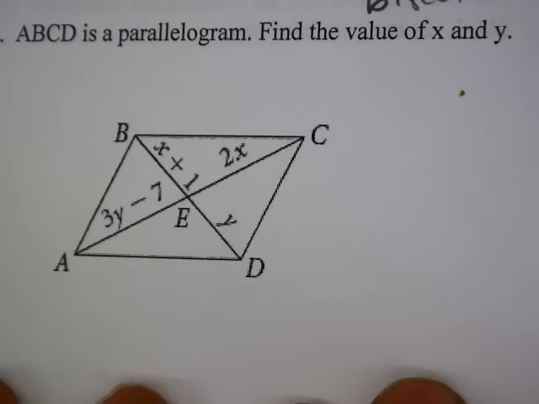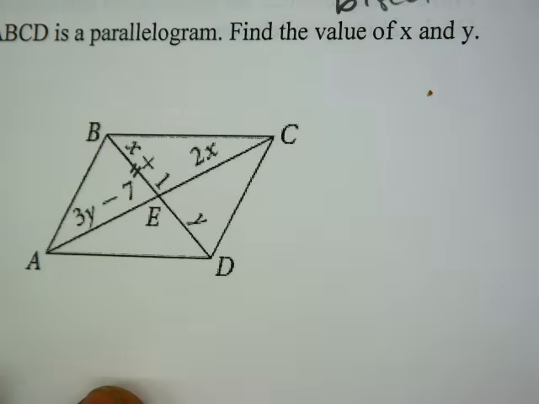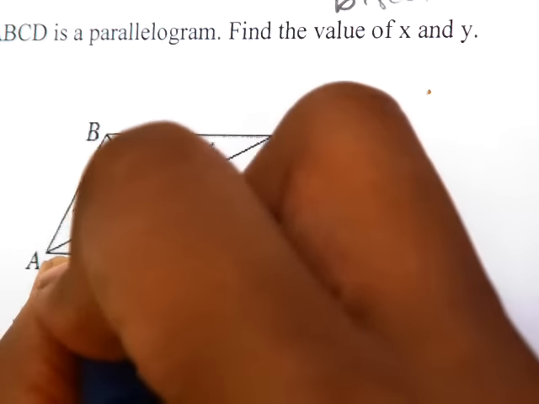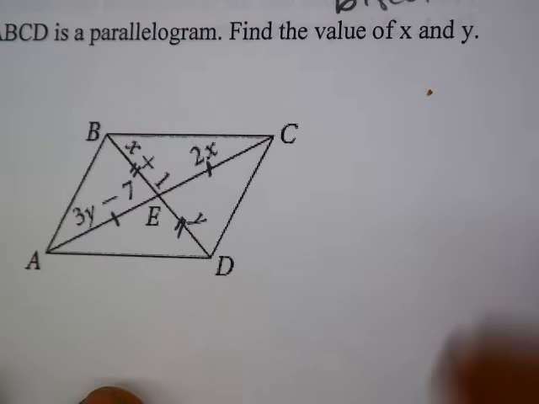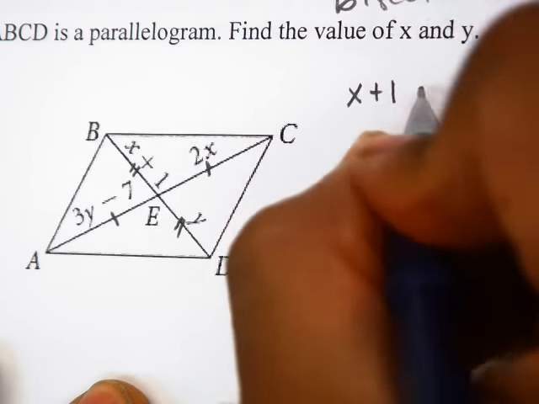In number 8, ABCD is a parallelogram, and because it's a parallelogram, I know the diagonals should bisect each other. So this part of the diagonal should be equal to this part of the diagonal, and this part should be this part. Okay. A lot of people would just make x plus 1 equals 2x because they both have x's. That's not always the case in geometry. You have to find the objects that are equal.